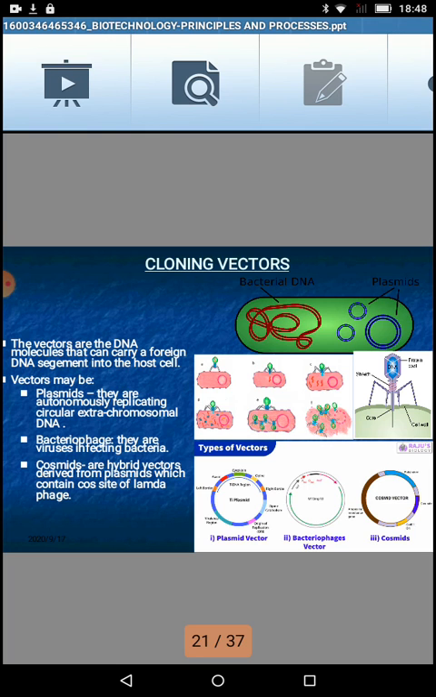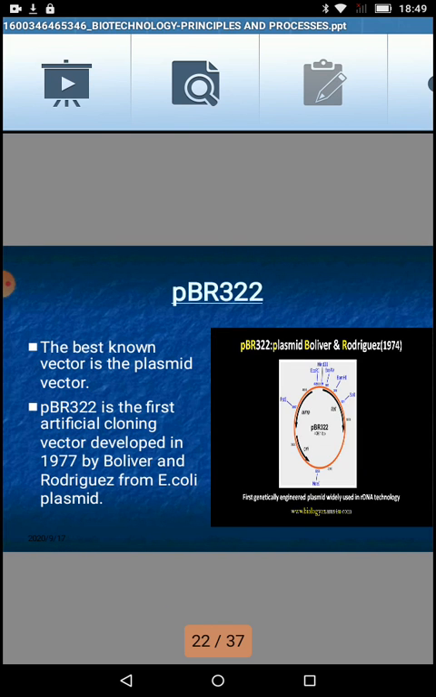The third one is cosmids. Cosmids are similar to plasmids, but they have a site called the cos site of lambda phage in them for their proper function. So these are some types of vectors, but the function remains the same: they carry the foreign DNA with them into the host cell. Now, to be a good vector, what properties should a vector have? Let's find out.